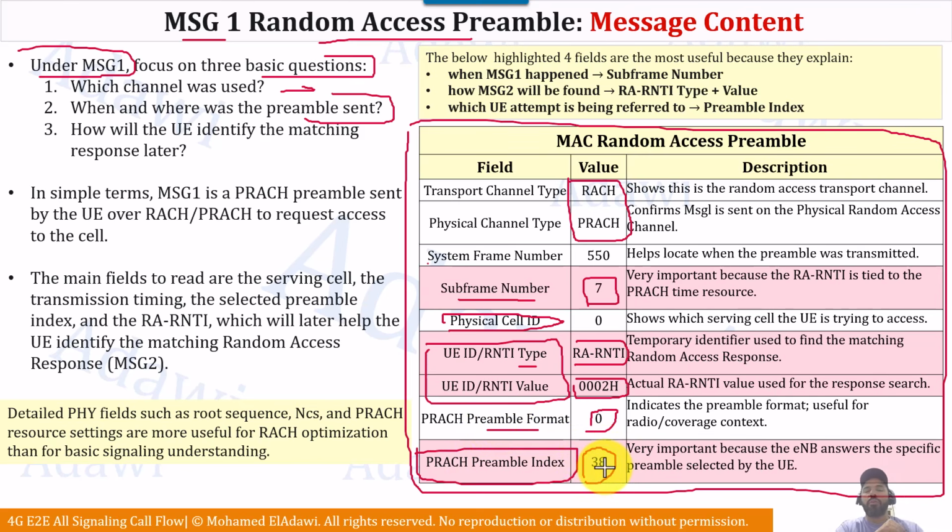And if you recall, the preamble number can classify whether the user falls under group A or group B. So also the NLP will understand whether this user is under a poor radio condition or under a good radio condition. This is also the main information here. And this is also the system frame number, which is 550.